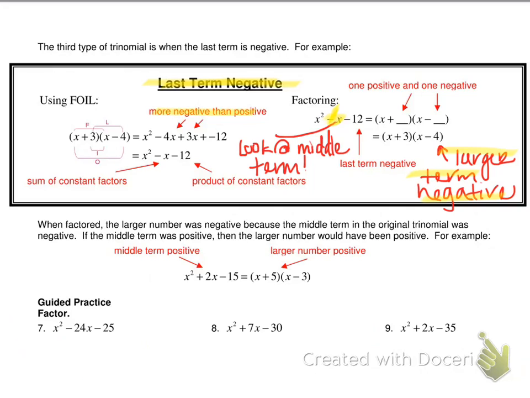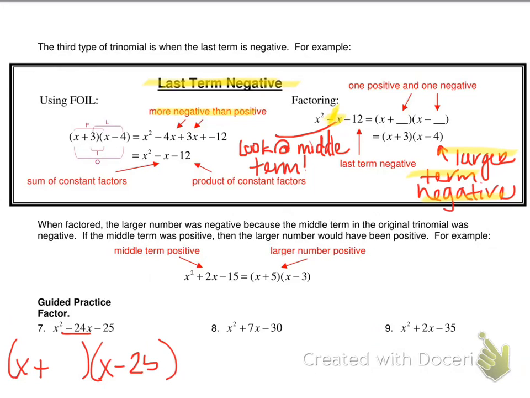All right, let's practice. On number 7, my last term is negative. So I know that I'm going to have one parentheses that's going to have x plus something, and one parentheses that's going to have x minus something. I know that first off. Also, looking at my middle term, it's a negative 24, so my larger term is going to be negative.